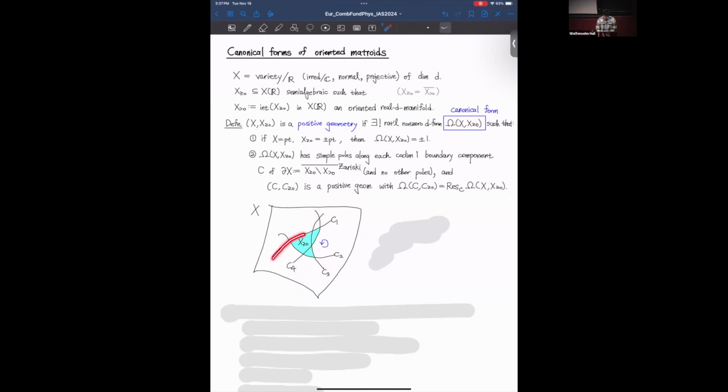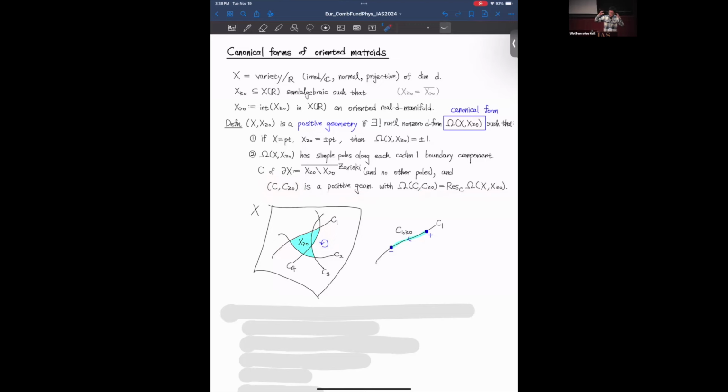these boundary components, let's say C1 in this case, that inherits its own non-negative region by looking at the boundary of my original non-negative region. And it also inherits the orientation by being a boundary of a manifold with boundary. And the statement is that that boundary with that boundary non-negative region is also a positive geometry, with the property that if I take the residue of the canonical form, I get the canonical form of that boundary.